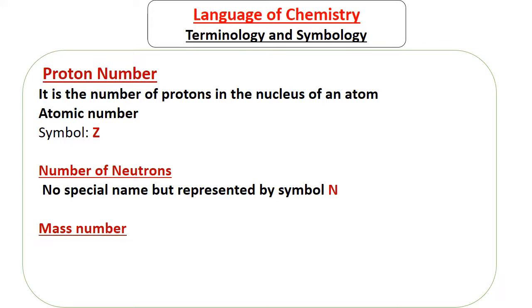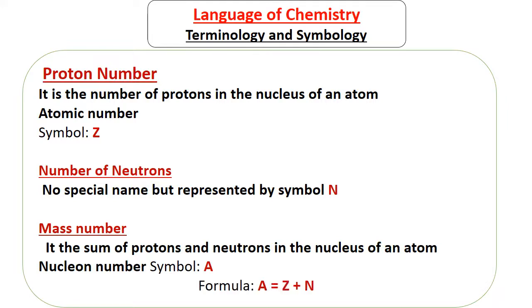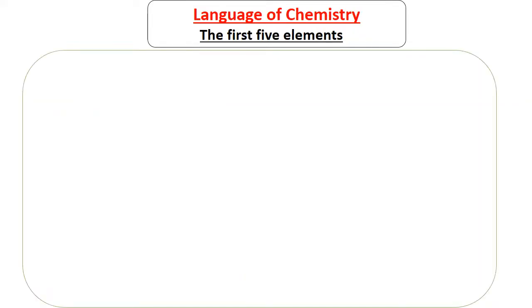Then there is also mass number. Mass number is more like the mass of an atom, which is just the combination of the proton number and the neutron number. So the definition is it is the sum of protons and neutrons in the nucleus of an atom, and it is represented by the symbol A and given by the formula A is equal to proton number plus number of neutrons.